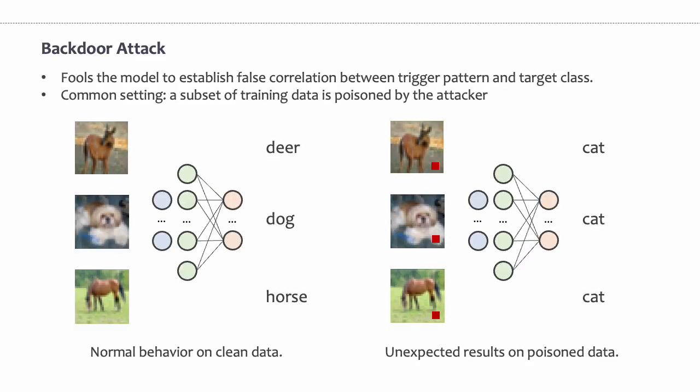Backdoor attack forces the model to establish a false correlation between inserted patterns and target classes. An attacked model has normal behavior on clean samples, but generates the target class on poison samples. In the most common setting, the attacker injects the backdoor by creating some poison image-label pairs in the training data. Although many defense methods have been proposed, it remains a challenging task to achieve satisfying defense effectiveness while maintaining the model performance on clean data.